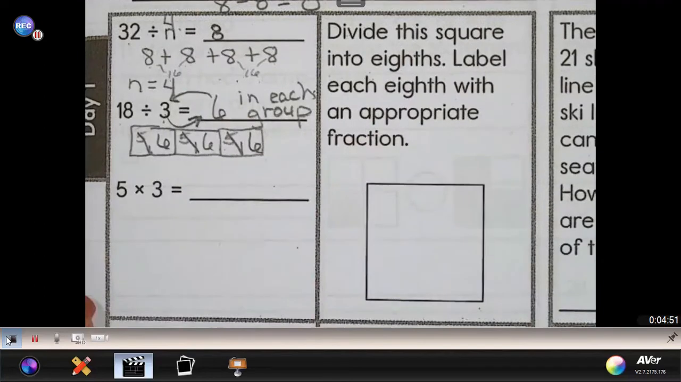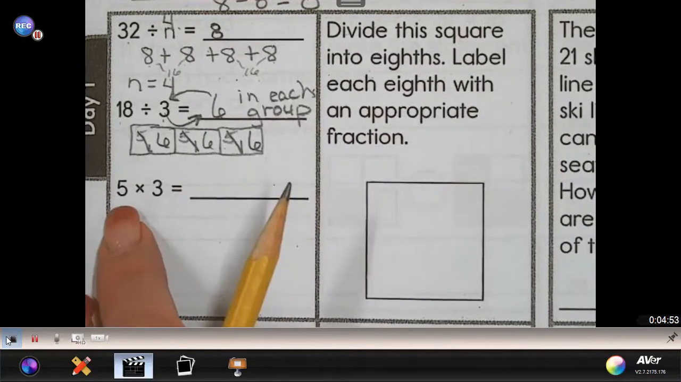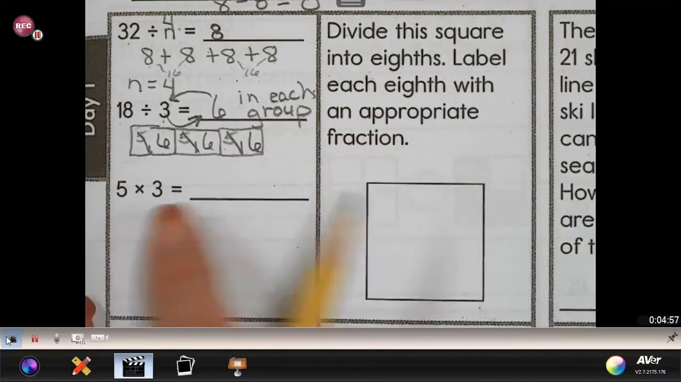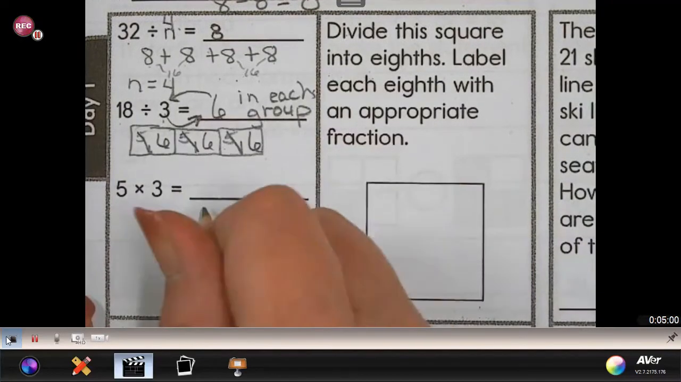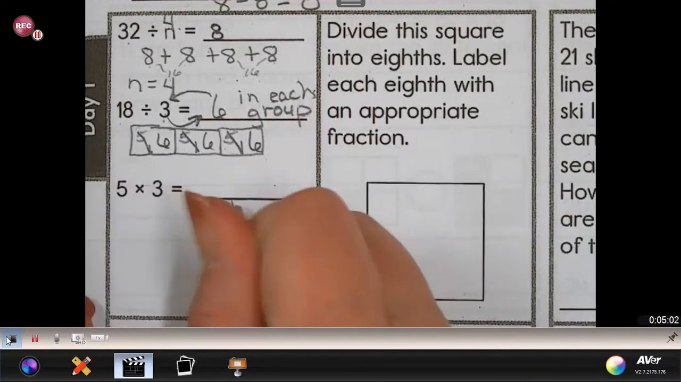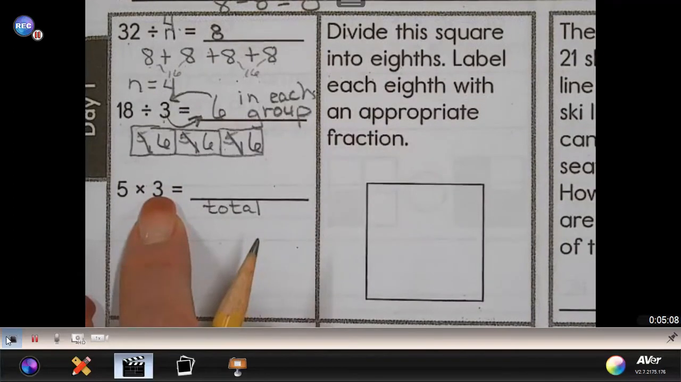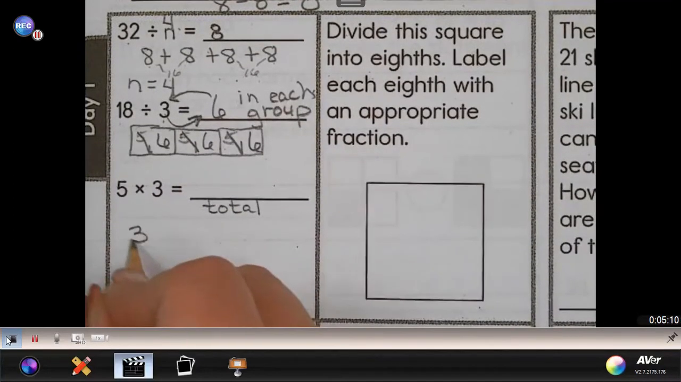Now we have a multiplication problem. You have two factors here. Again, what do we call them? Factors. And we are looking for the product. Remember, your product is all the objects together once you add the groups of three here in this case. So I have five groups of three.